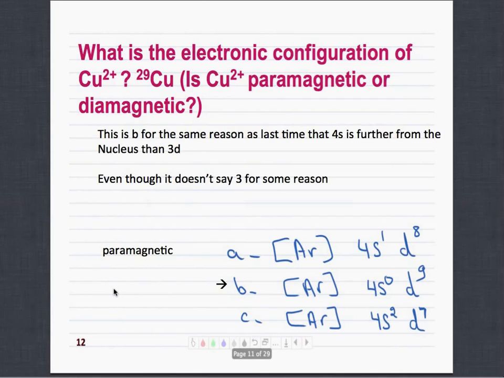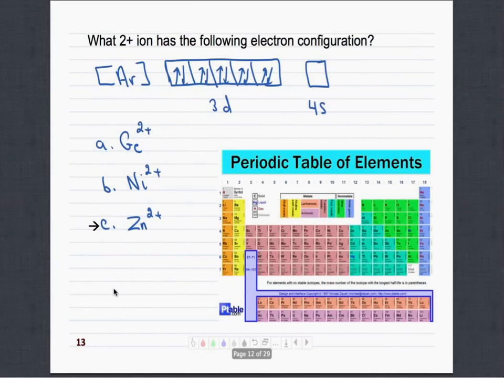Is it para or diamagnetic? It's para. That's right. So again, I'm going to draw the box notation 1, 2, 3, 4, 5. I have 1, 2, 3, 4, 5, 6, 7, 8, 9. So it has at least 1 unpaired electron, so it is para. Okay. I think this is the last. No, we still have some. Okay. Let's do more.